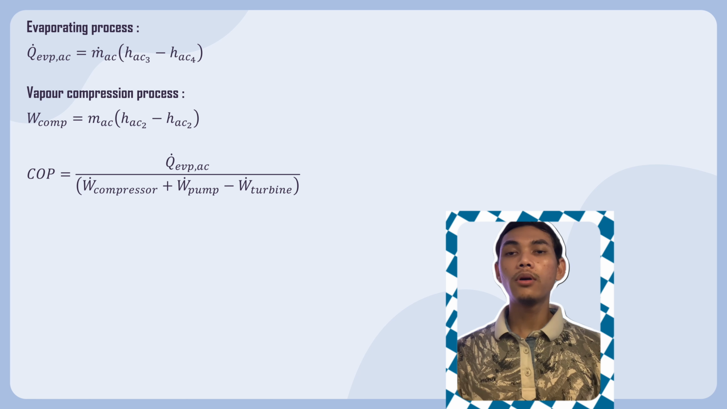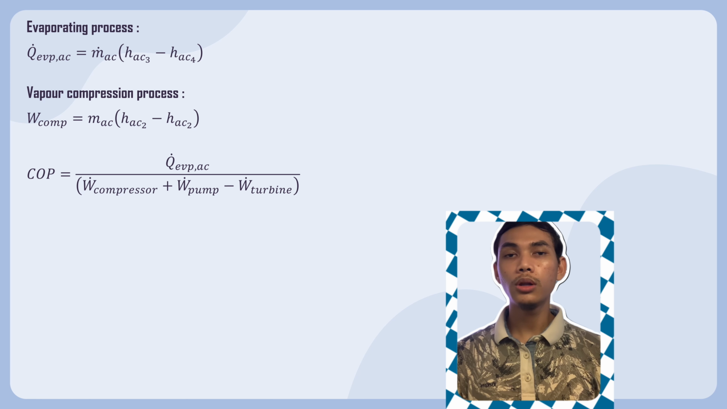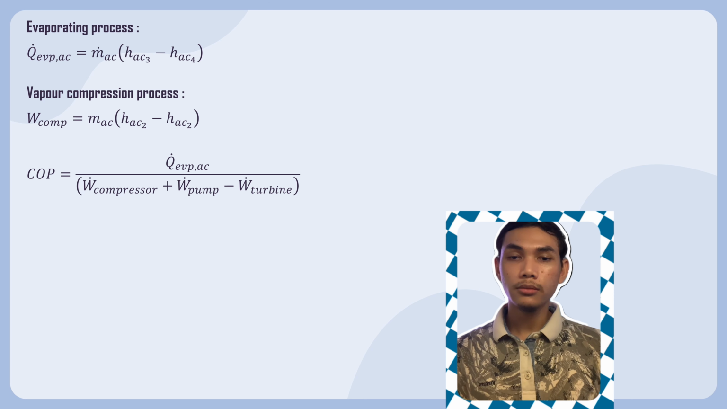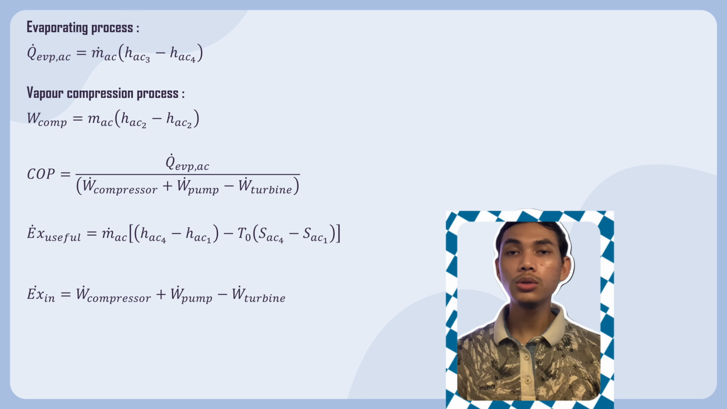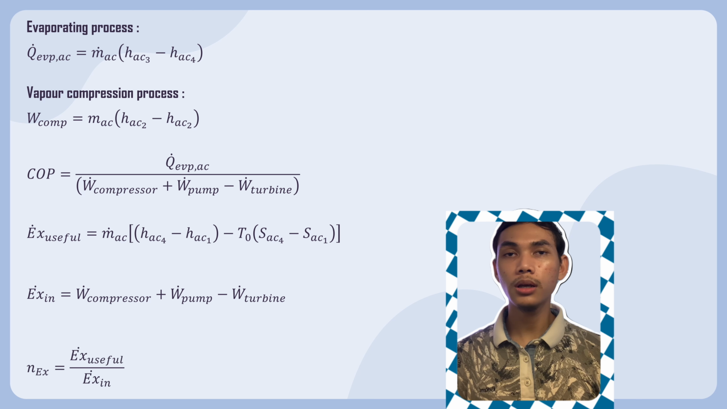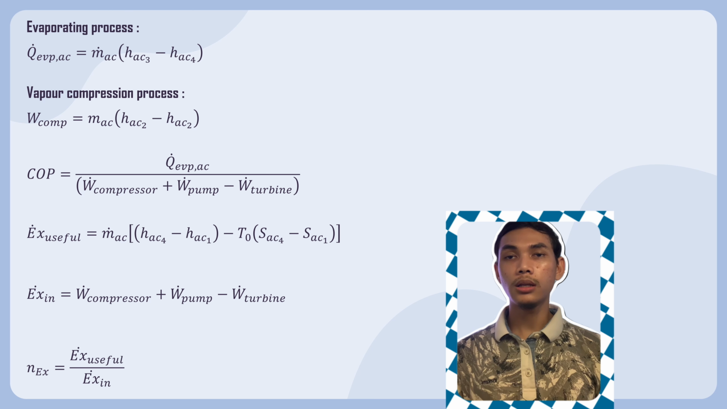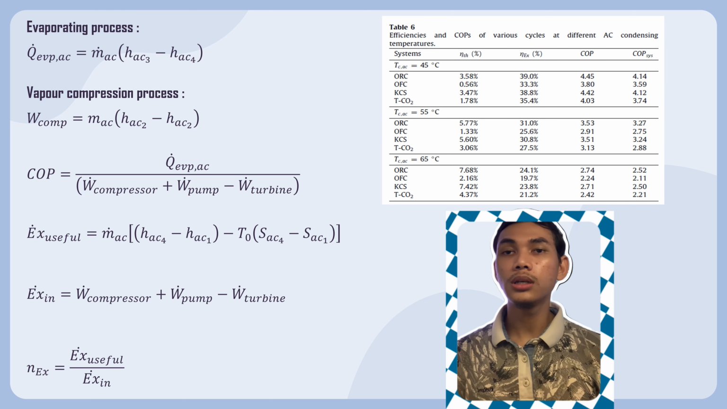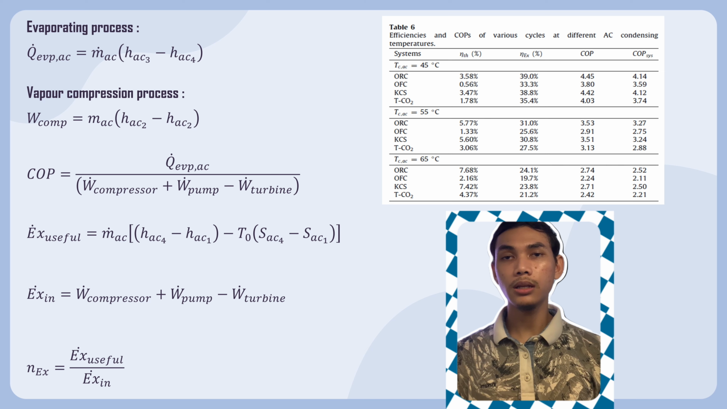Okay, so for the last calculation that we will obtain is the SLG efficiency. This formula that we use to obtain the value of the SLG useful and the input SLG of the system. So both values will be used to evaluate the efficiency of SLG, and this table shows the final result of the efficiency and the performance of this organic Rankine cycle.